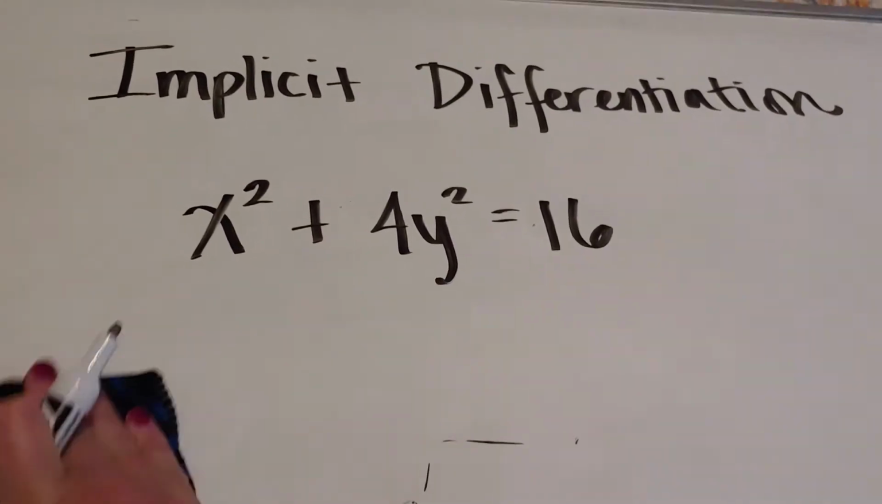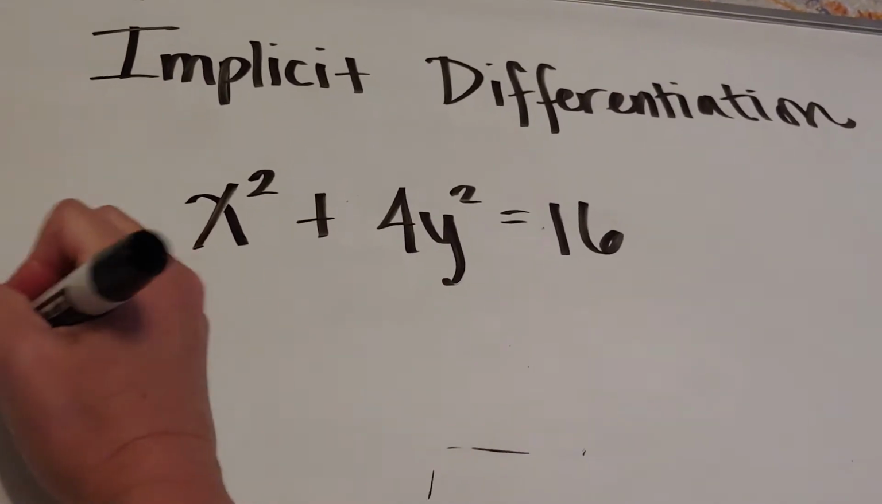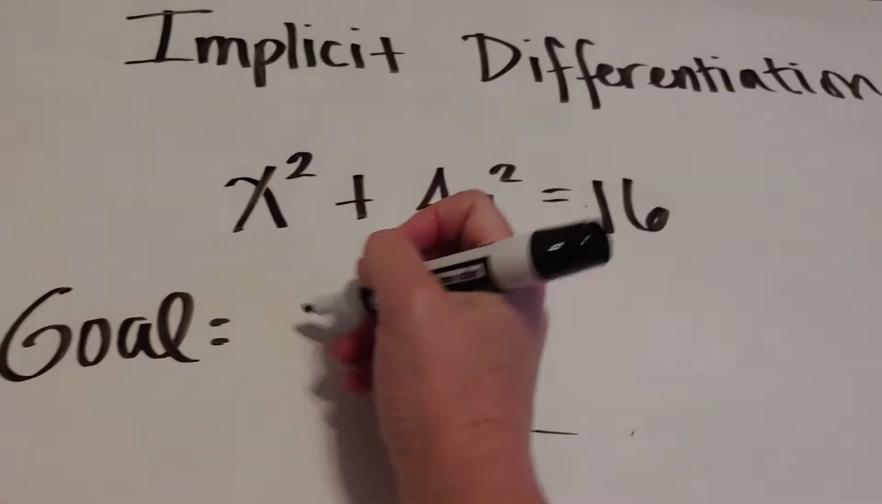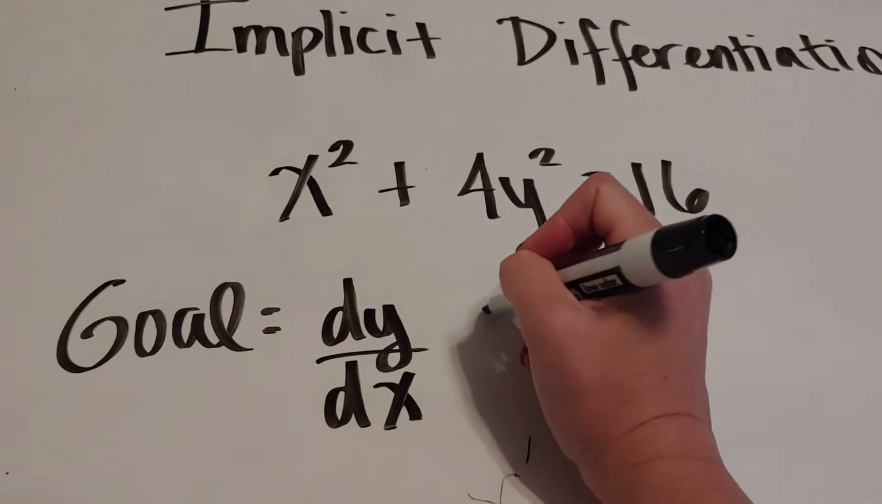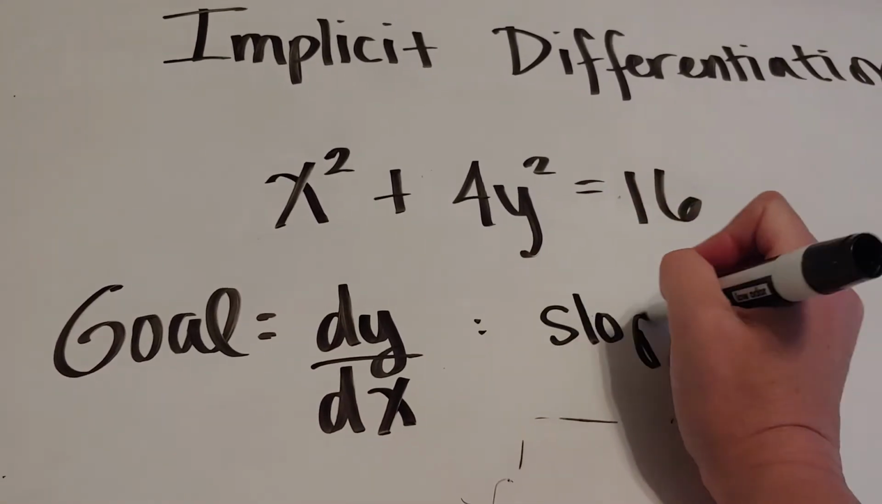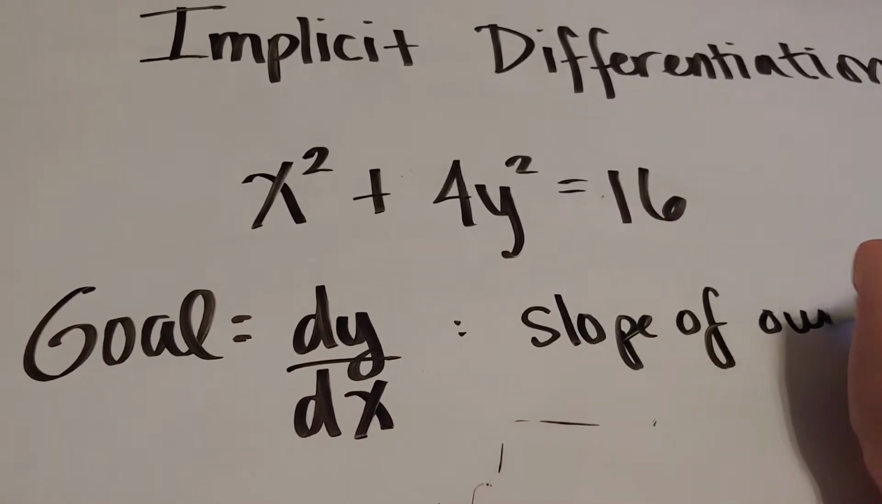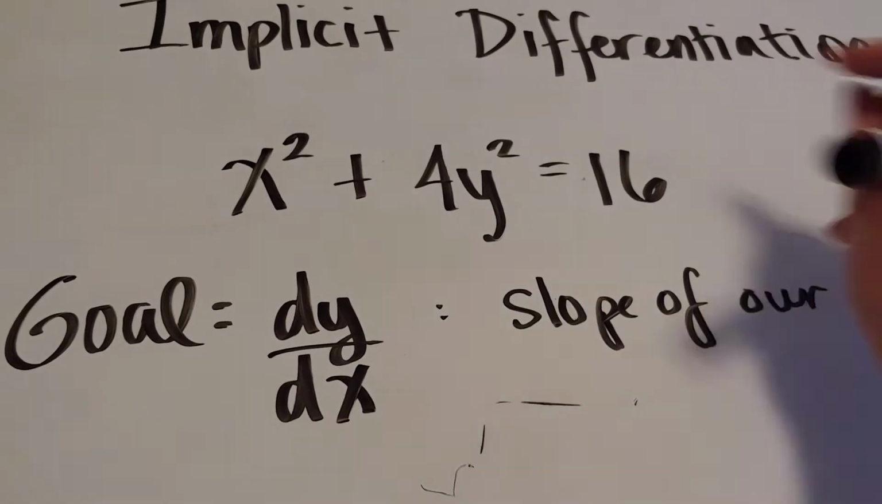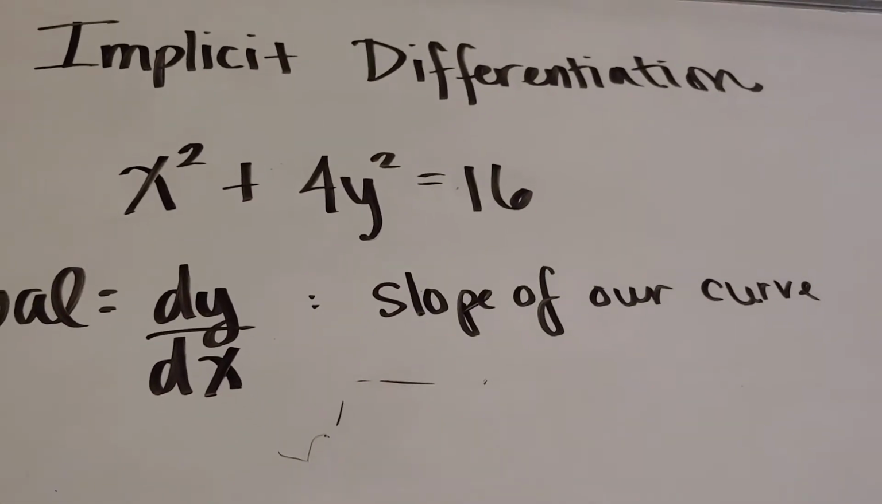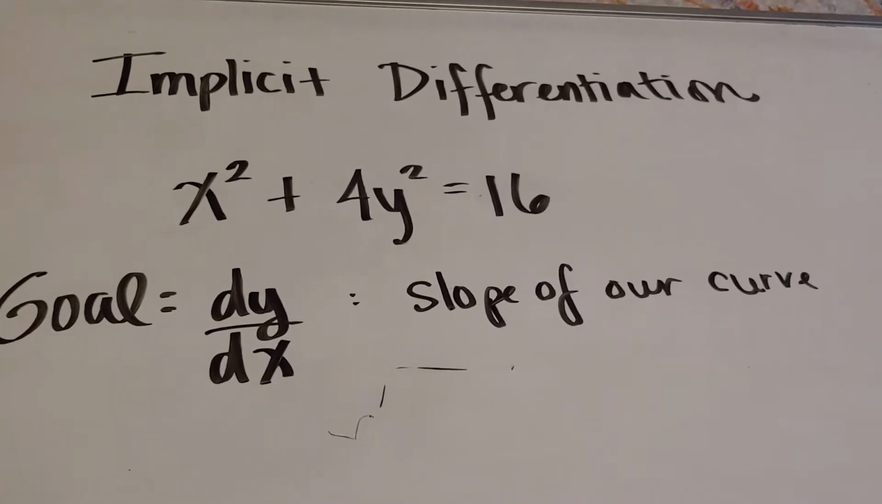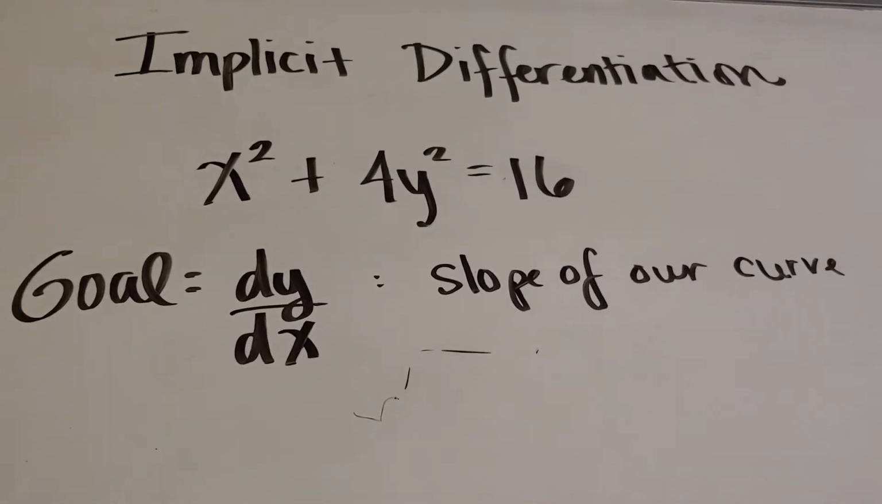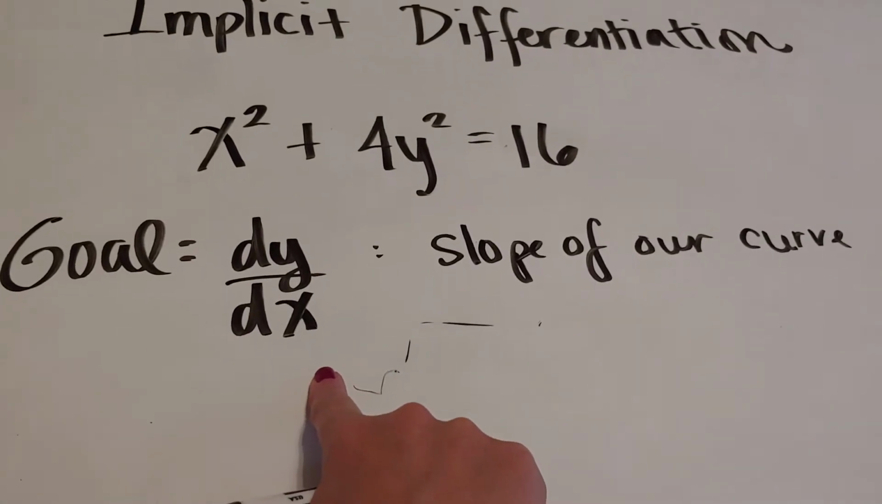So our goal is, we want to find dy/dx, because that will give us the slope of our curve. I say curve instead of function because an ellipse is not a function. So many of these things aren't functions. They're just curves, which we could graph in Desmos and see what it looked like. So we want to find the derivative with respect to x.